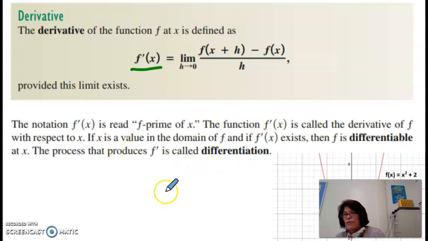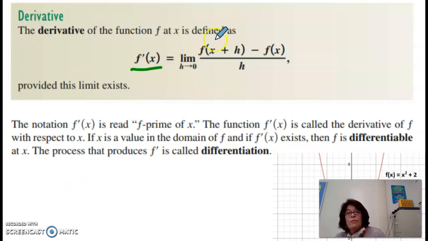If x is a value in the domain of f, and if f prime of x exists, then f is said to be differentiable at x. The process of finding f prime is called differentiation, and that's what we just did. We just performed differentiation.